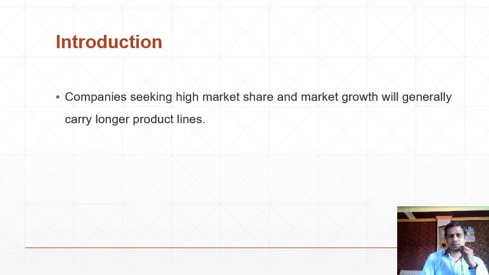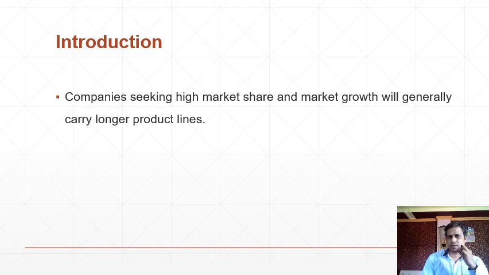Another few issues with regard to product line length optimization: what should be the optimal number of products that you should have in a product line? What is normally seen is that if you are looking for a high market share or high market growth rate, then you normally need to carry long product lines. Means you should have more number of products, a broader product line, in case you want to have market share.